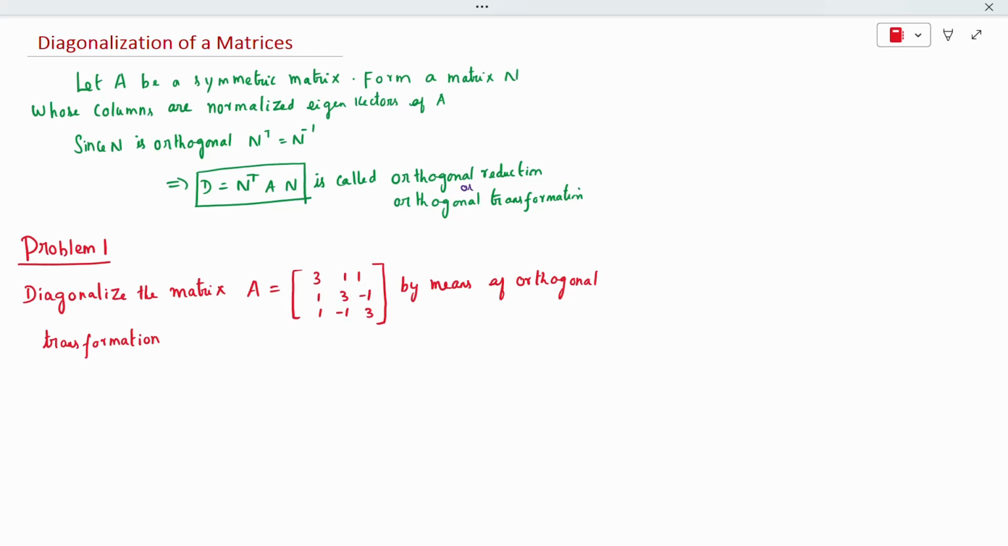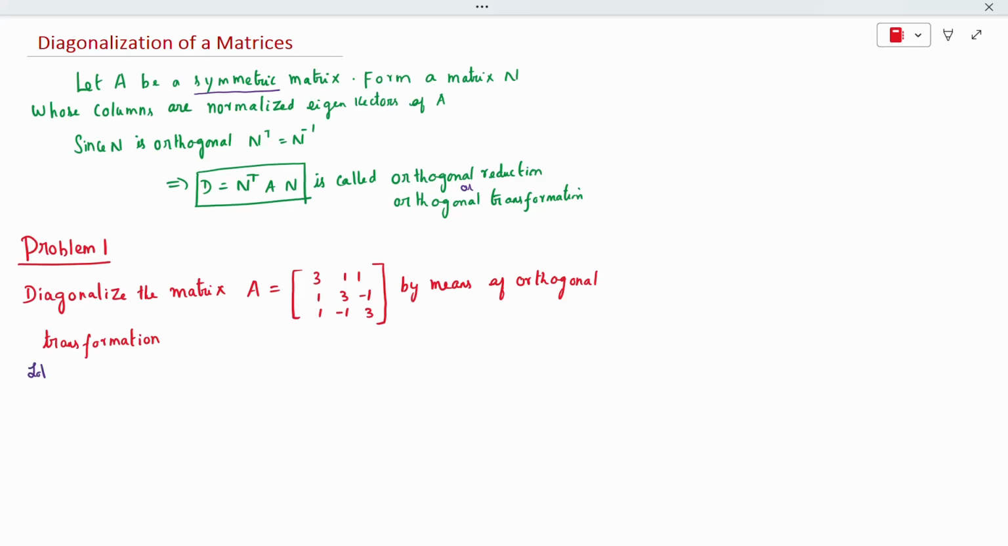For that, the first problem: diagonalize the matrix. The matrix A has been given, by means of the orthogonal transformation. First thing, when we diagonalize the matrix A, it should be a symmetric matrix. Then only we can do it. In other cases we cannot apply diagonalization. Check your question, it is symmetric. You need not check it. If diagonalization is given, it will be a symmetric matrix only.